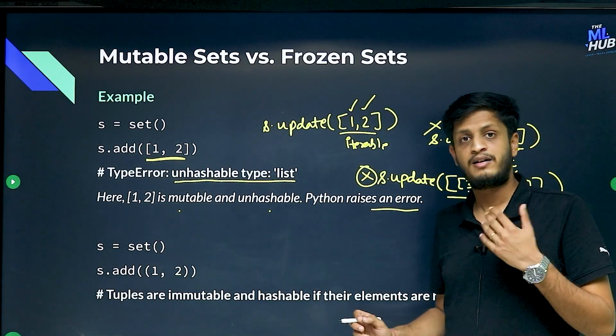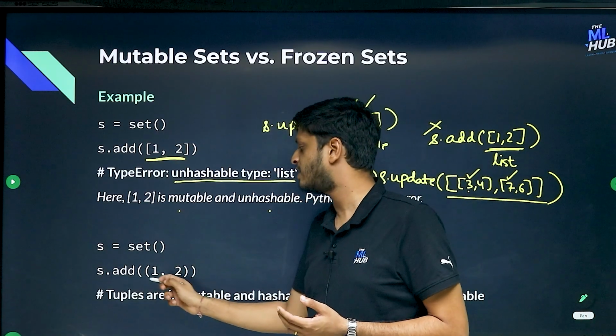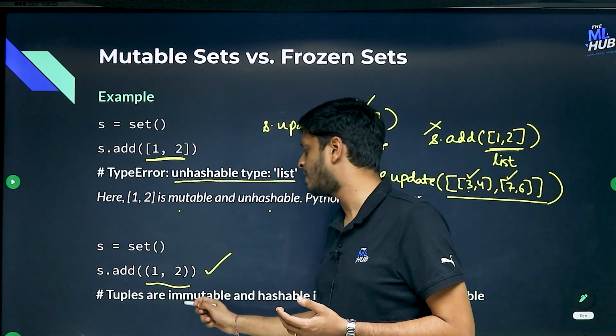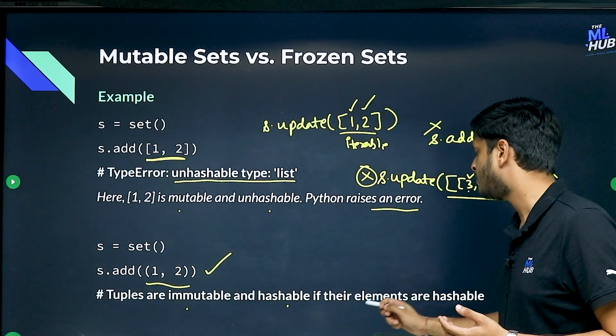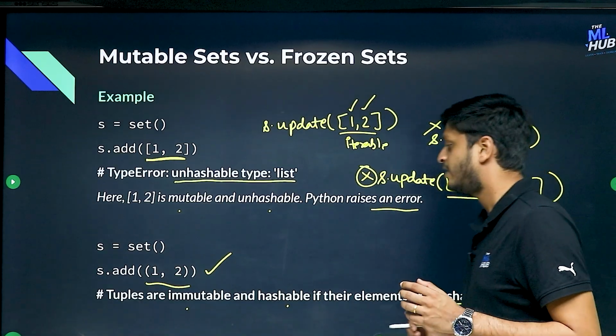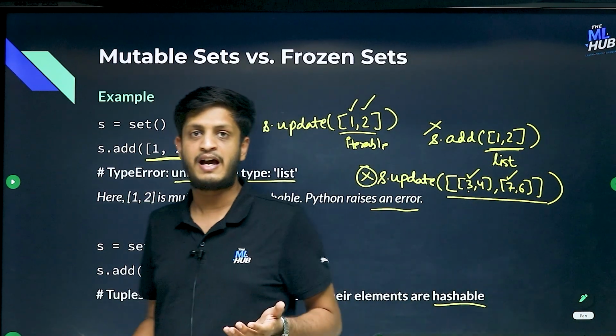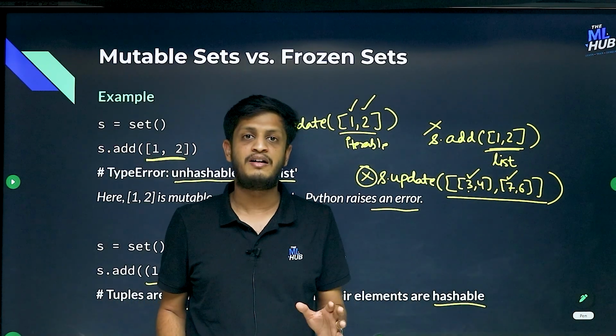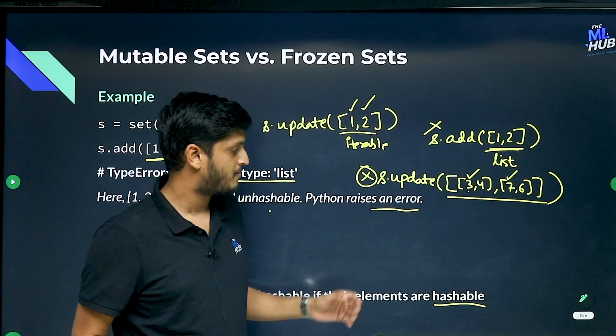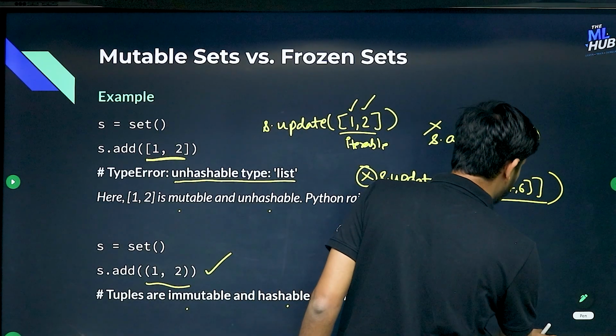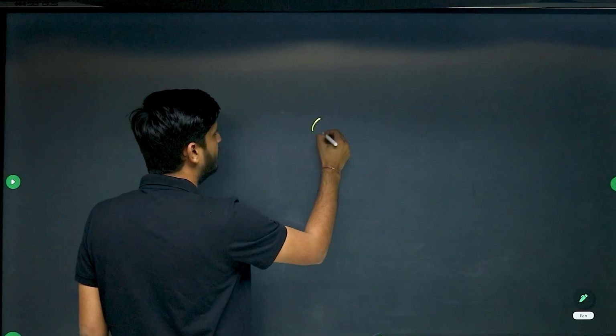But you can add immutable objects like tuples. s.add a tuple containing 1, 2. Tuples are immutable and hashable if their elements are hashable. And also, in a tuple there is a catch. A tuple is hashable only if its elements are also hashable. So not all tuples can be added. So let's say a tuple contains a list.